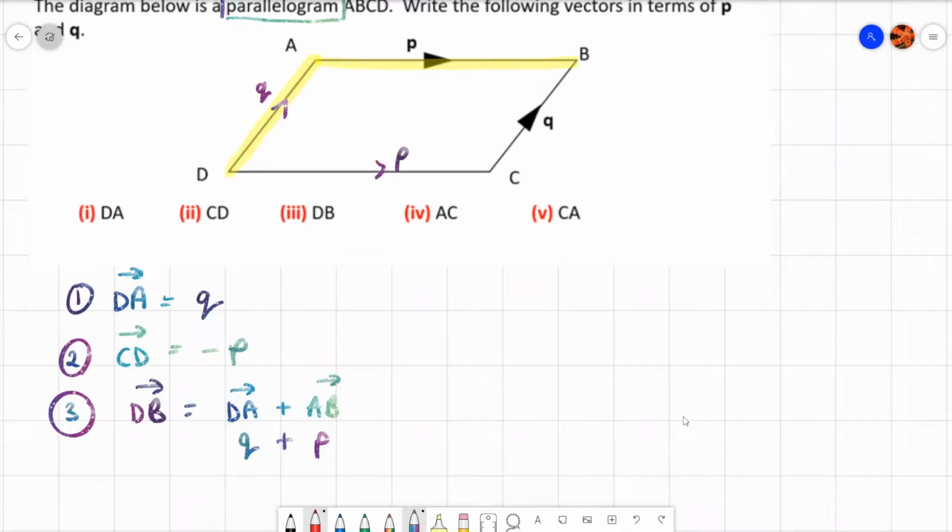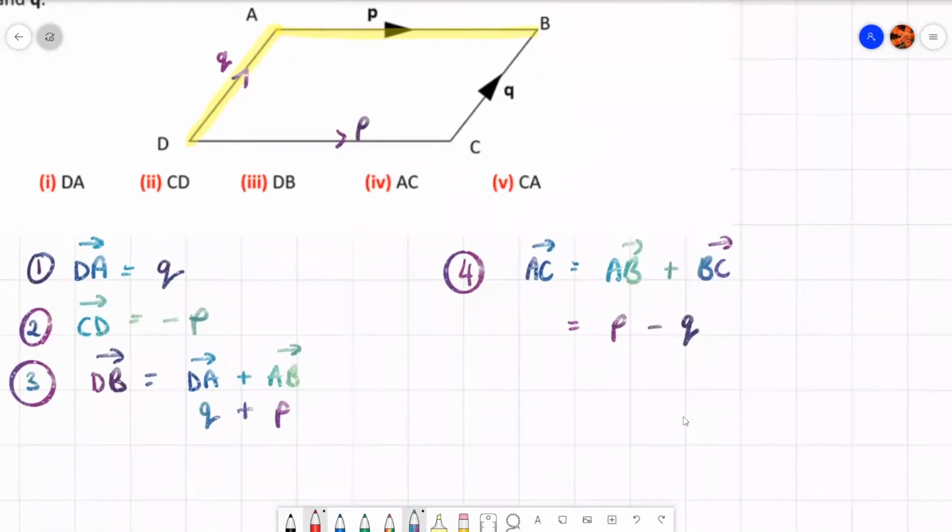Now, let's have a look at the next question. Okay, we'll do A to C now. How do you get from A to C? Well, I can go A to B plus B to C. Now, you can go the other direction if you wish to do so. We'll do that as well, just to have a look. A to B is P and B to C, oh, it's the opposite direction, so let's get rid of that. It's minus Q. Okay.